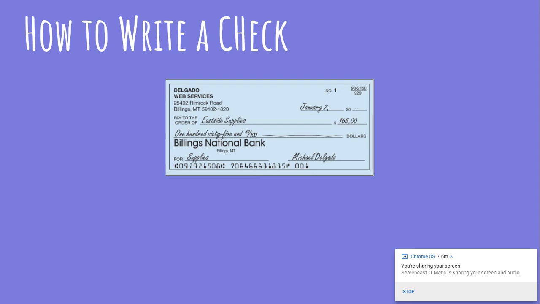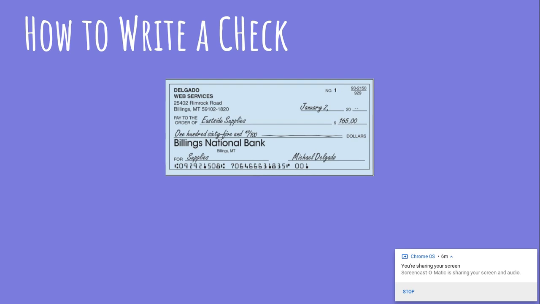This one is from Delgado Web Services. It has their address right there below it. You can see that it's check number 1. You can see that it was written on January 2nd, and they left the year blank just because it's a sample one. Paid to the order of, what does that mean? That means who is getting paid from Delgado Web Services. In this case, Delgado Web Services is paying Eastside Supplies.